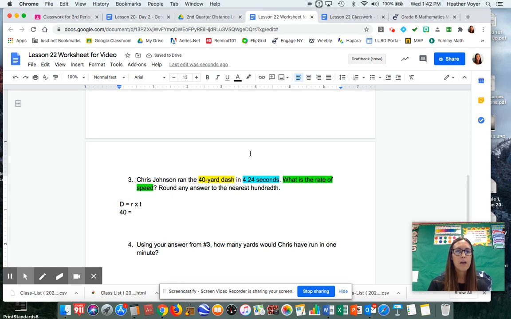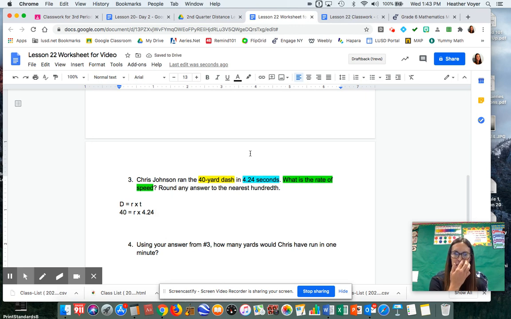40 equals, now R, I'm not given R. R is the rate, and that's what I'm solving for. So I don't know what R is yet, so I'm going to leave R just as R because that's my unknown. But I do know the time that Chris ran. He ran the 40-yard dash in 4.24 seconds, or 4 and 2400 seconds.